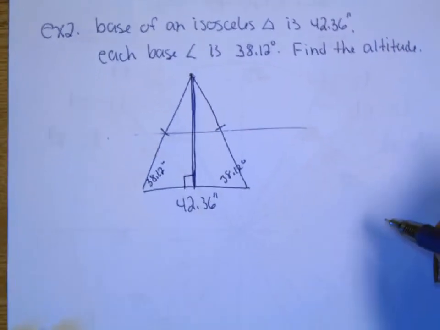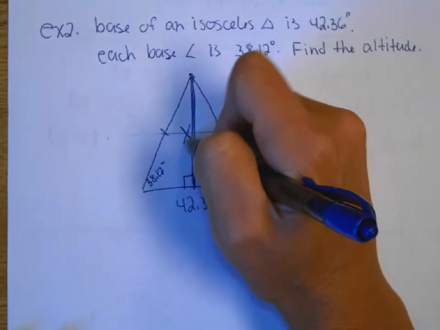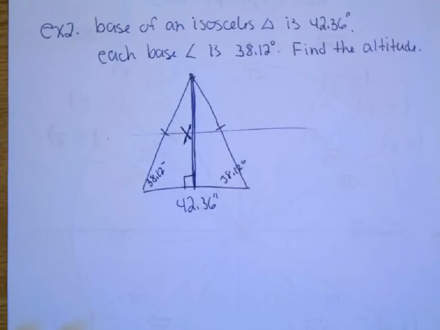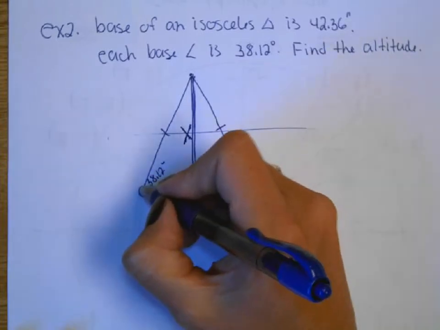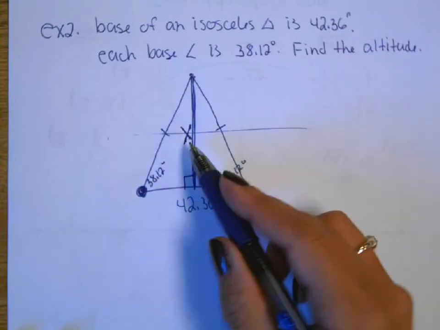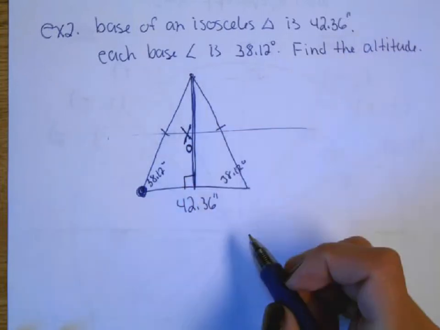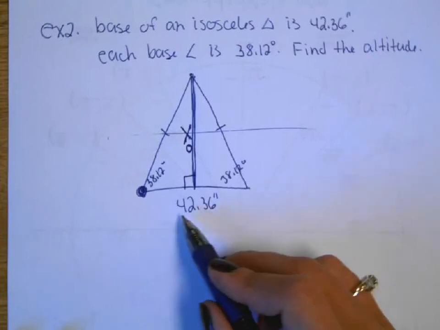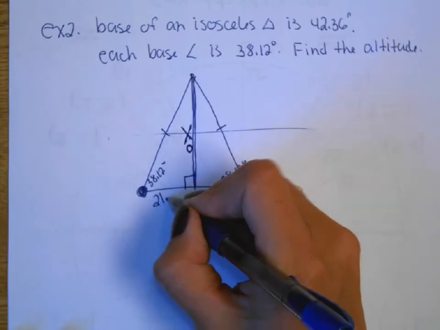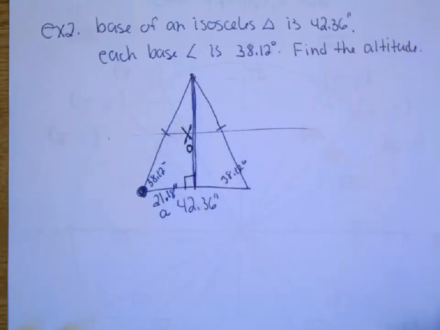Where's the altitude in this picture? It's the line you just drew. The altitude is the perpendicular height, and we're looking for this. So we'll stand on one of these right triangles, at the 38.12 degree angle. I'm trying to find the side opposite. Do I know any other side of the right triangle? What's the adjacent going to be? Half of that. You've got to cut the base in half. So half of 42.36 is 21.18, and that's adjacent. So now it's an easy SOHCAHTOA problem.